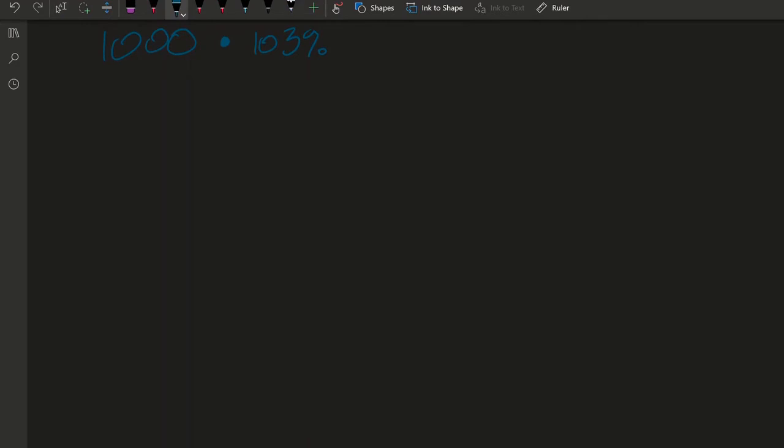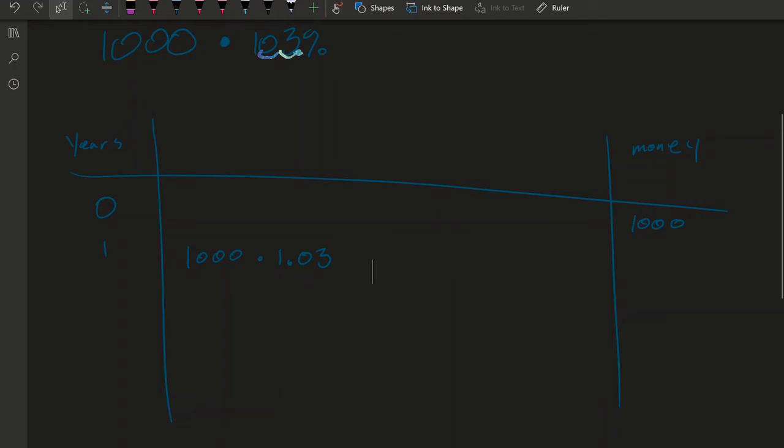So let's see, if I say years and then how much money I have, at 0 years, I would just have $1,000. After 1 year, I would have $1,000 times 1.03. So remember, if the decimal is here, I move it over 2 times to get the decimal. So that would be, actually, let's go ahead and use that calculator here. 1,000 times 1.03. 1,030. Okay, so after 1 year, I have $1,030.